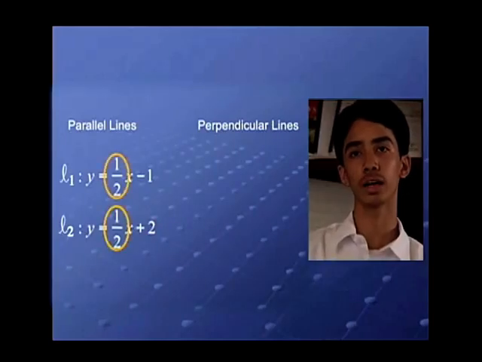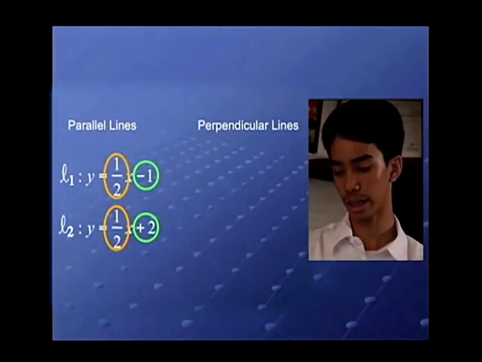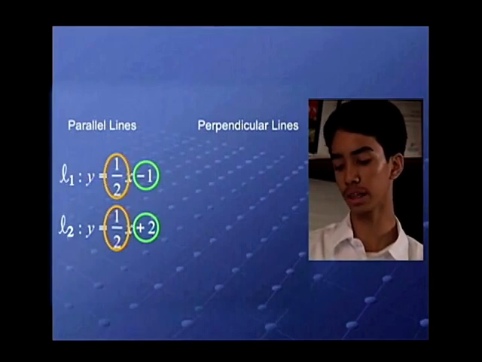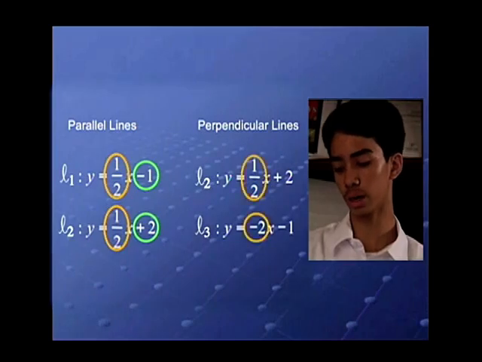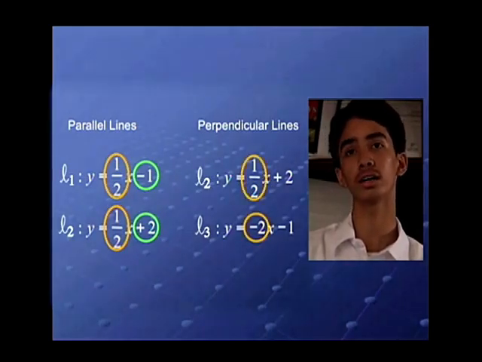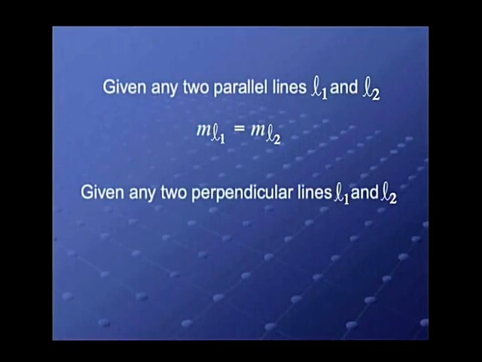Ma'am, I just realized something. What is it, CJ? Lines 1 and 2 are parallel, right? Yes. And so? Well, they have the same slope and different y-intercepts. And lines 1 and 3 are perpendicular and their slopes are not equal. It looks like they're negative reciprocals of one another. You're right. In fact, your observations are valid for all parallel and perpendicular lines. All parallel lines have the same slope, and the slopes of perpendicular lines are negative reciprocals of one another.